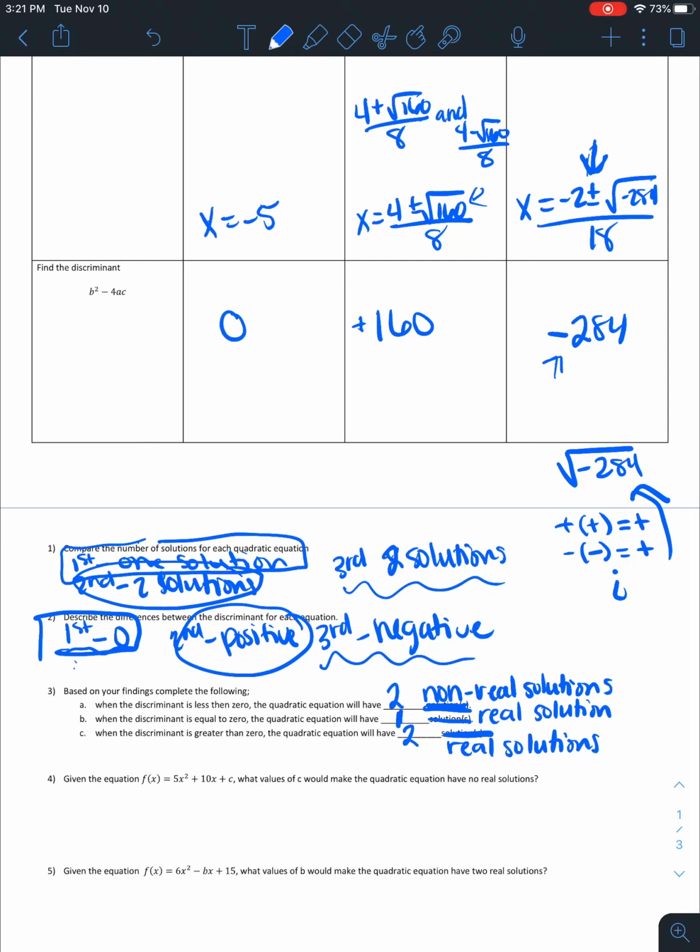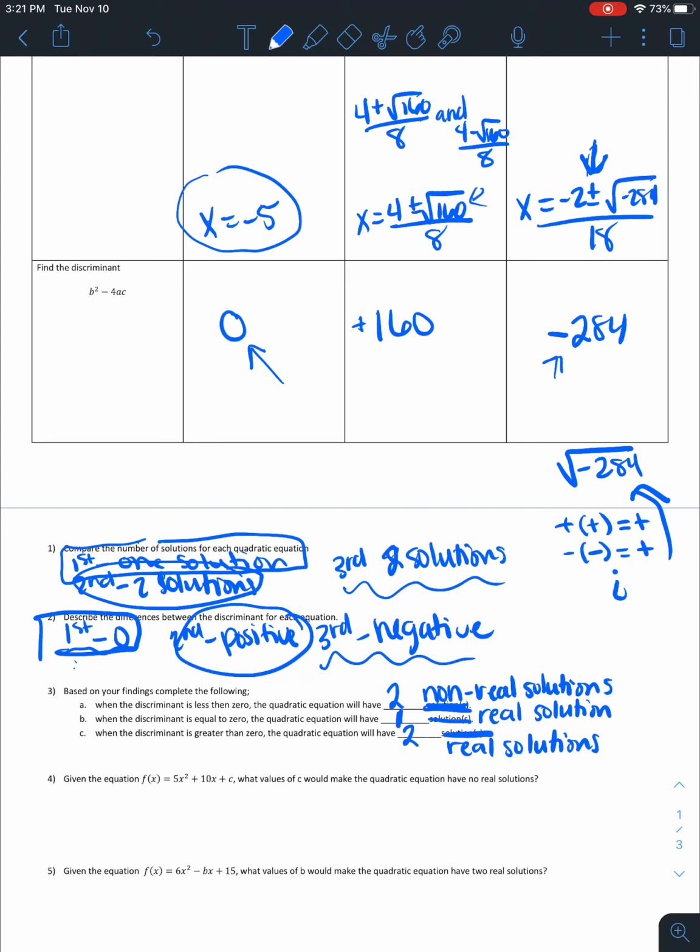So this discriminant comes in handy as we are moving forward in this unit because it will help us know how many times this parabola is going to cross the x-axis. How many solutions am I looking for? Do I need to have one? Do I need to have two? If we're taking a multiple choice test like the ACT or SAT, we can use our discriminant, maybe we only have one answer choice that has one solution.